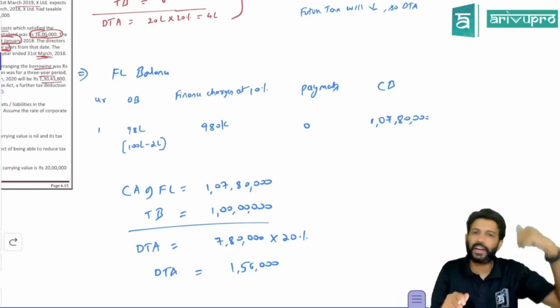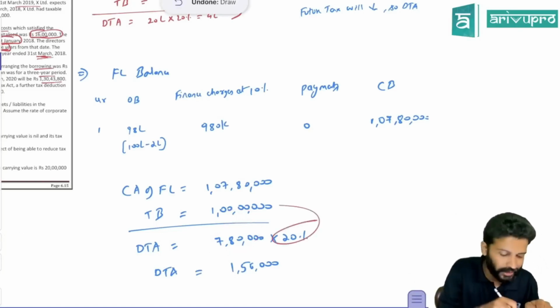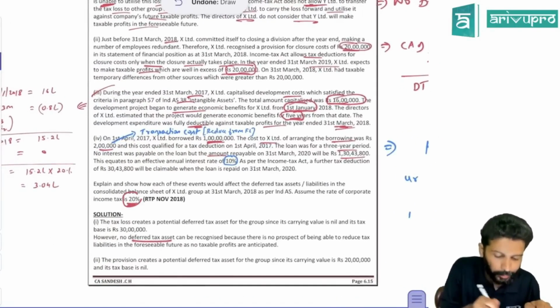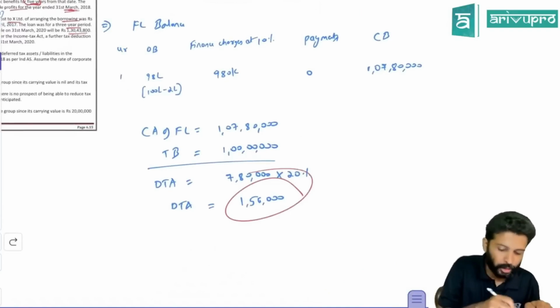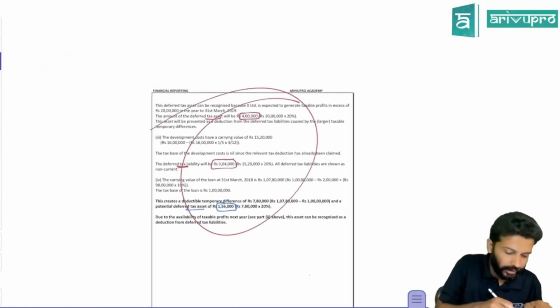For a liability, if the carrying amount is greater than the tax base, you need to create a deferred tax asset. So the difference is 780. Multiply by the tax rate, I think it's given somewhere over here. Tax rate is 20%, and you'll get the deferred tax asset to be 1,56,000. That is what they told. All the answers they've given over here I've underlined as well.